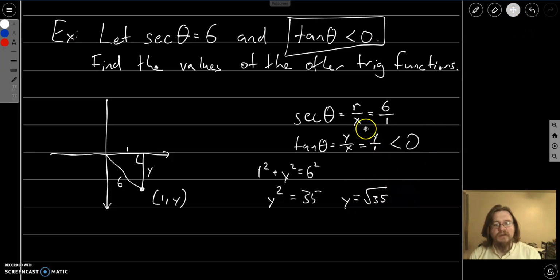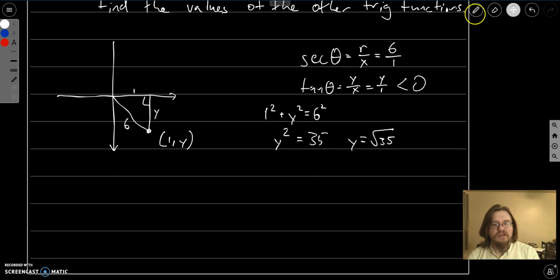And now we have values for x, y, and r, and we can plug and chug. So sine, which is going to be y divided by r, is going to be the square root of 35 over 6.